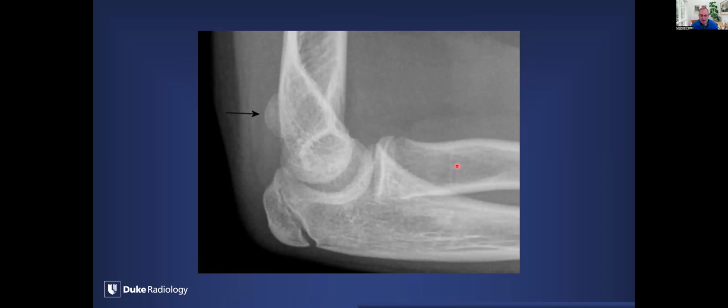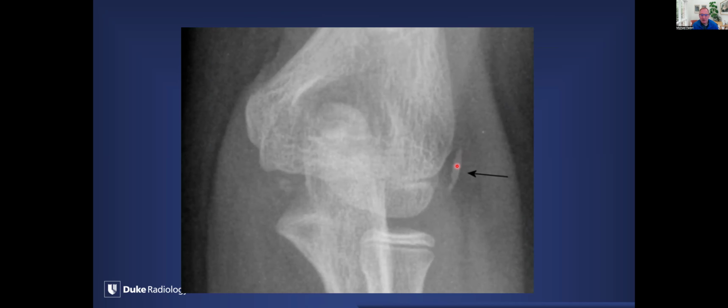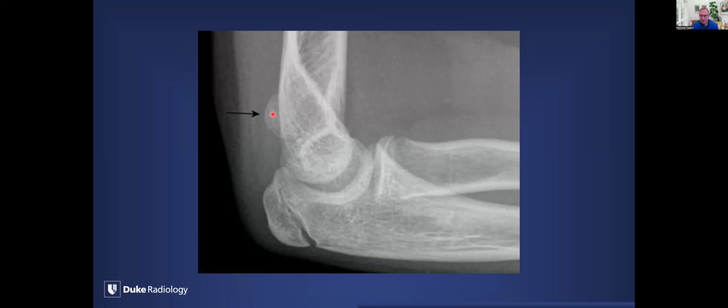Okay, and then if we go back and look at this elbow on the frontal view, this is the medial epicondylar ossification center. And then this is the medial epicondylar ossification center on the lateral view.